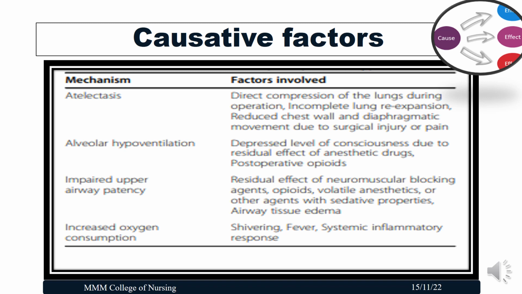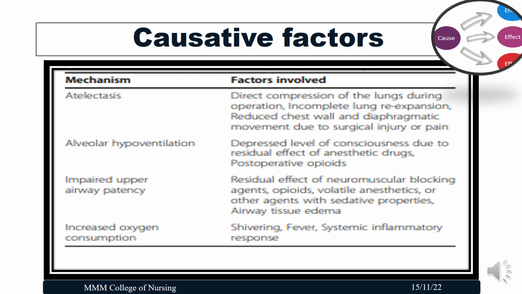And the third mechanism is the impaired upper airway patency. This can happen as a result of residual effect of the neuromuscular blocking agents or opioids or volatile anesthetics or other agents with sedative properties. So there will be airway tissue edema. So there will be decreased oxygenation to the airway. So impaired upper airway patency can lead to hypoxia.